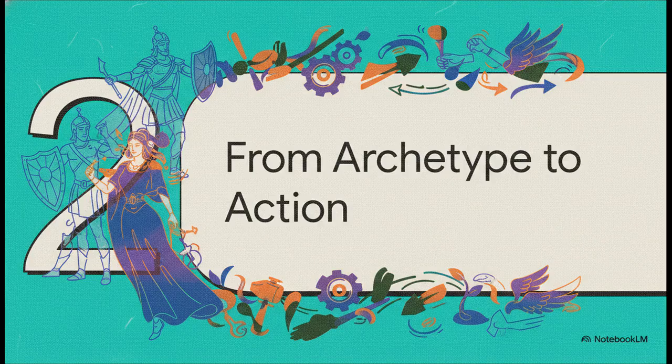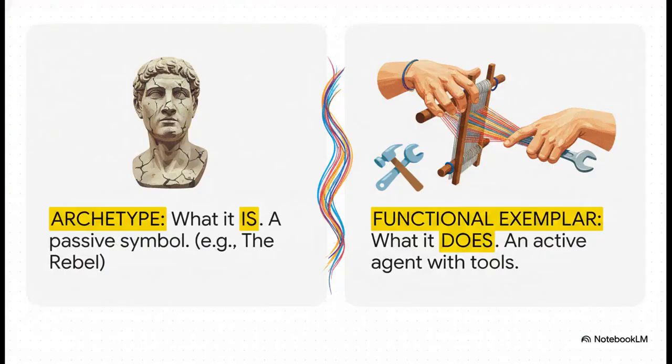We need to move away from focusing on what a character is and start focusing on what a character does. So instead of a static archetype, like the rebel, which is just a label, right? We get a dynamic functional exemplar, something like an agent of cognitive restructuring. See the difference? That's not a symbol, that's a job description. It's an active agent that comes with a specific set of tools for changing the world.